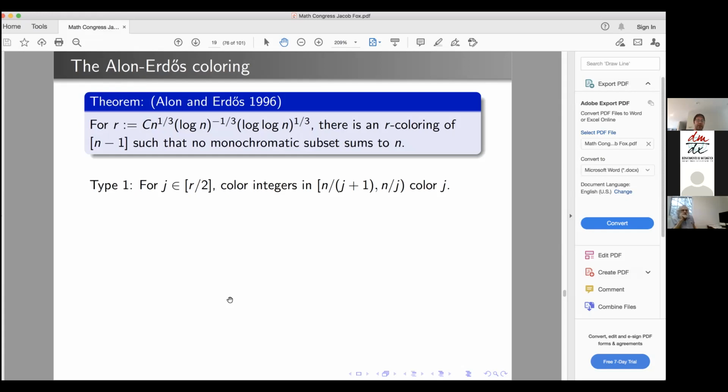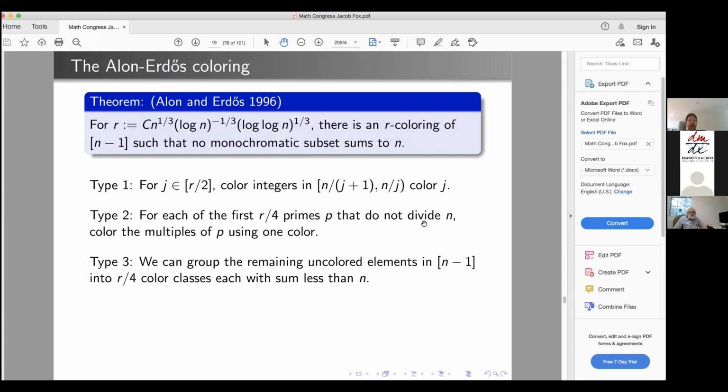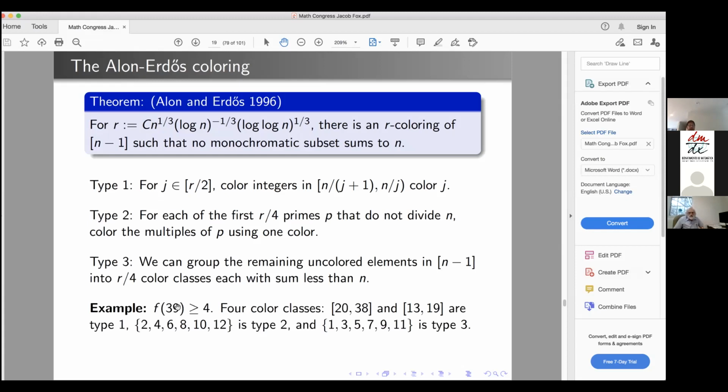And then with r over 4 additional colors, you can color all the multiples of small primes. So for each of the first r over 4 small primes p, you can color the multiples of p using one color, and these are primes p that do not divide n, so that the multiples of p will never be n. And finally, you can group the remaining uncolored elements into r over 4 color classes, each with sum less than n. There are not so many of these additional elements, and they're all at most 2n over r. And so when you put this all together, if you choose r appropriately, you get that you can't write n as a monochromatic subset sum with these three types of color classes. And this is close to optimal for some n, but not for most n.